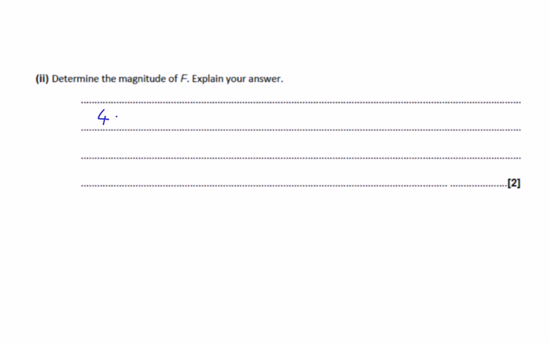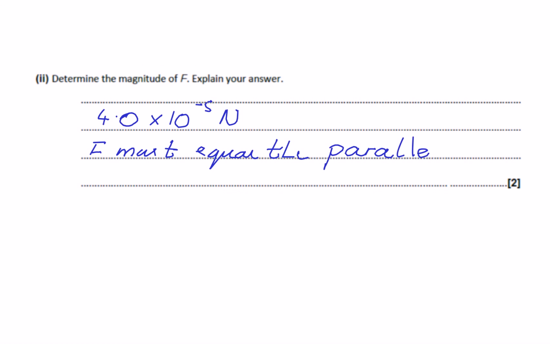So the magnitude is going to be 4.0 times 10 to the minus 5 newtons, and the reason it is going to be is because F must equal the parallel component of the weight. There we go, that's question 5 done.